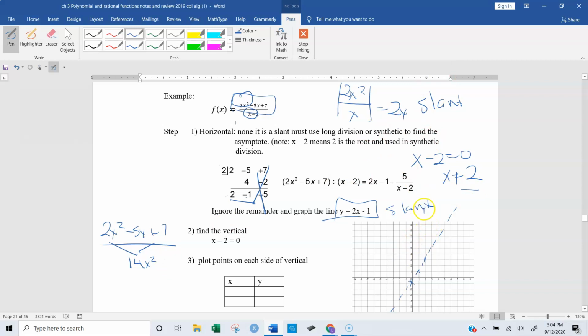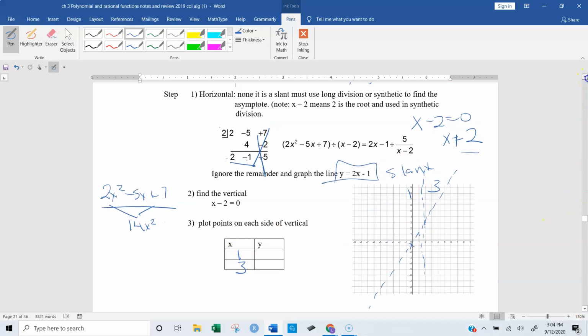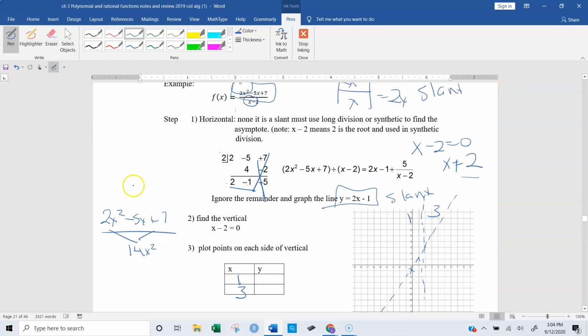So we're going to go to 2 and draw that one in. Now we're going to check a number on each side, which is 1 and 3. So I'm going to plug in 1 into the original and 3 into the original, since nothing reduced.